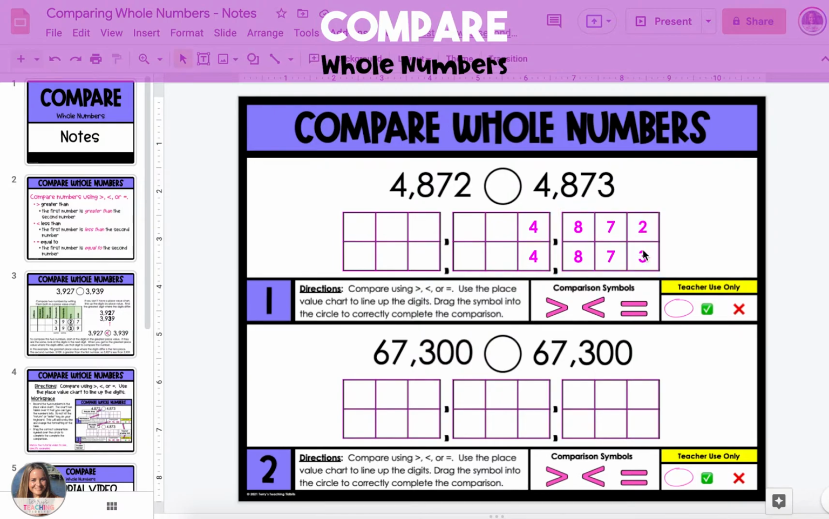The 2 in 4,872 is less than the 3 in 4,873, so 4,872 is less than 4,873.